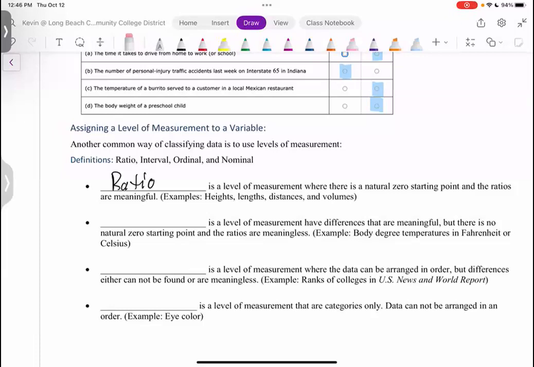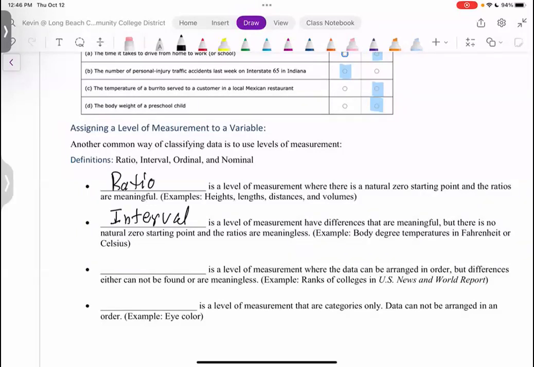Ratio versus interval. Interval is a level of measurement where differences are meaningful, but there is no natural zero starting point, and the ratios become meaningless.